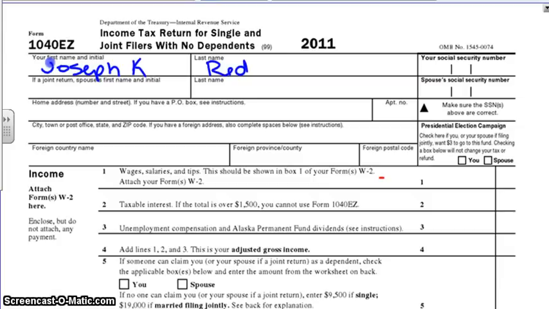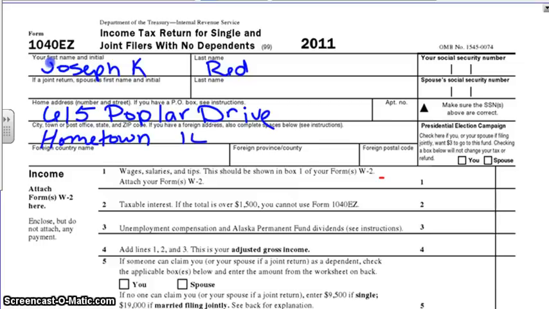His current address is 615 Poplar Drive. And the hometown is the city. State is Illinois. And the zip code is 45201.